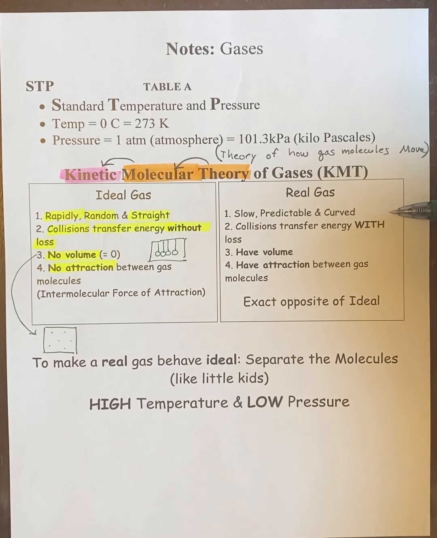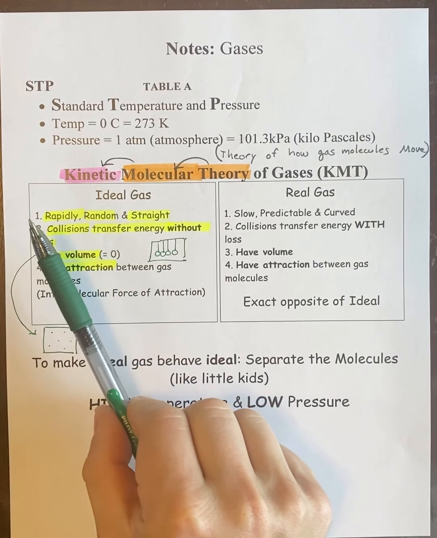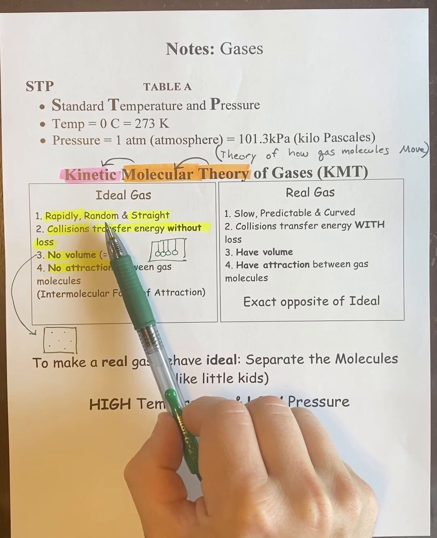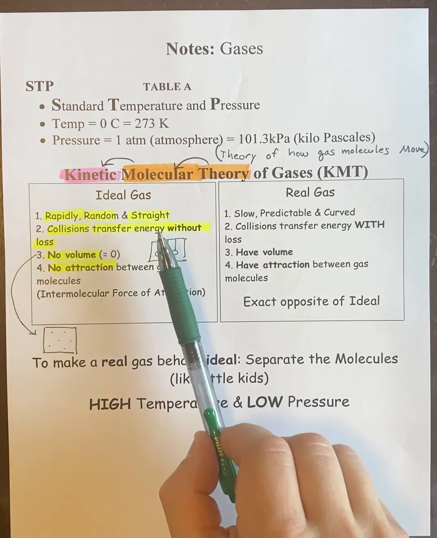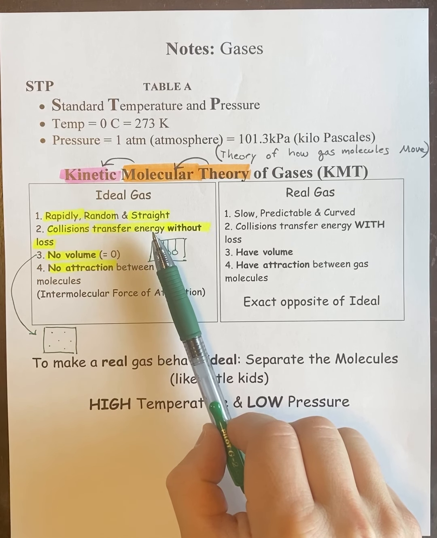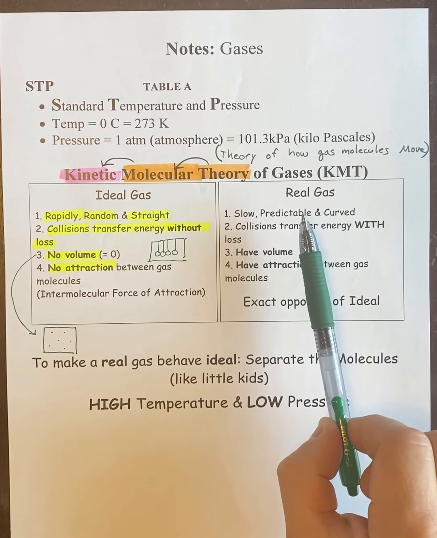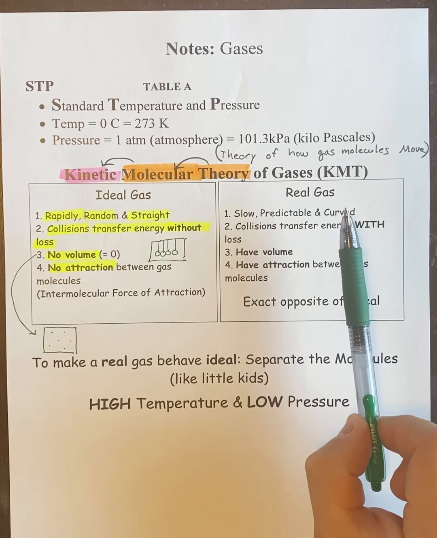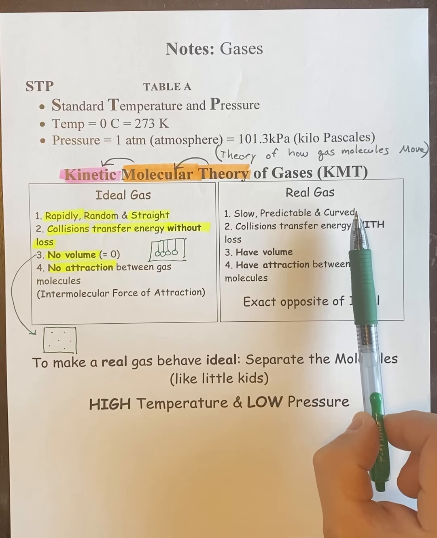Real gases just do the exact opposite. So think about the word. What's the opposite of rapid? Well, you could call it slow. I'm going to use the word slow. Random would be predictable, and straight would be curved. All right, so that's my opposites. Now, if you used a different synonym or antonym, that's fine. It doesn't really make a difference.